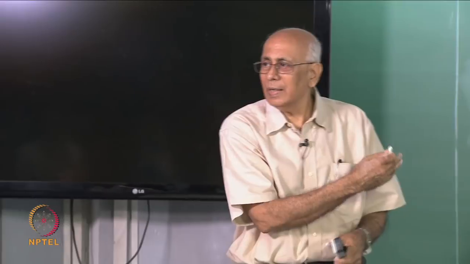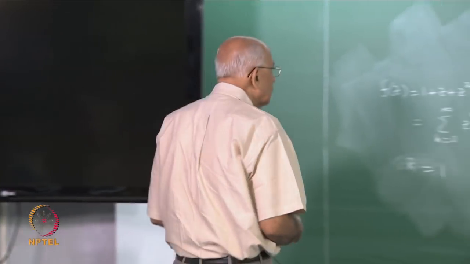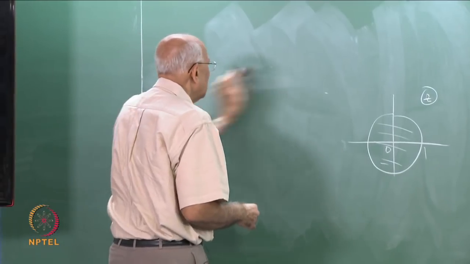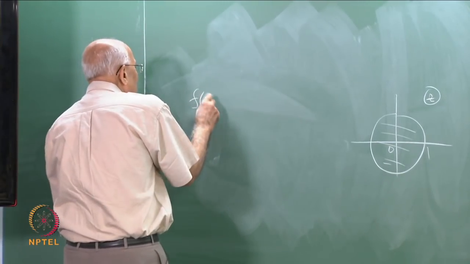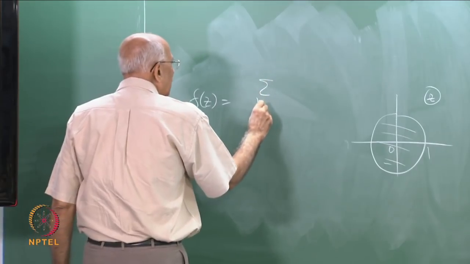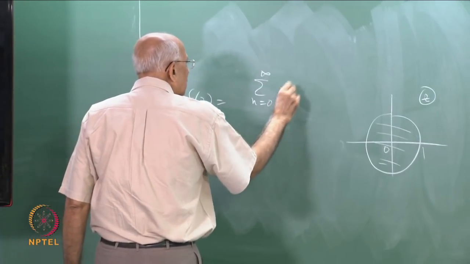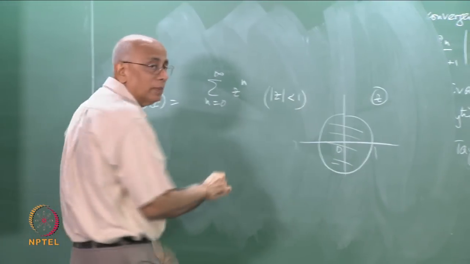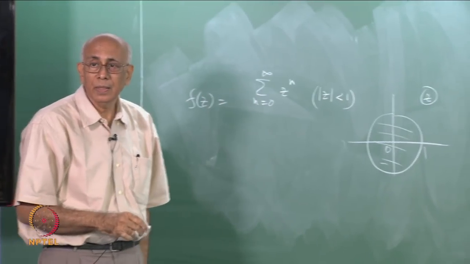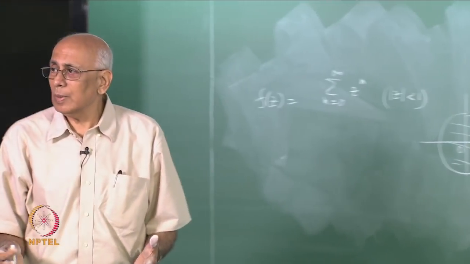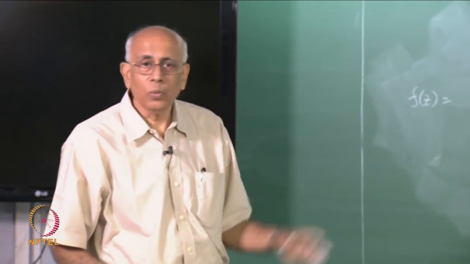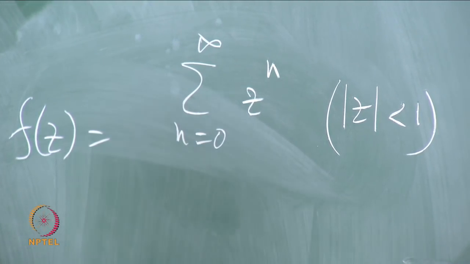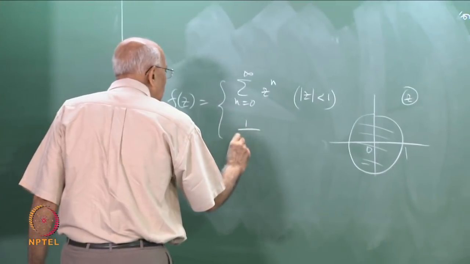It is a binomial series. So what is that equal to? We have f of z equal to summation n equal to 0 to infinity z to the power n, mod z less than 1. So let me write that, because otherwise the series does not make sense. But I can sum this series explicitly. And what is this series equal to? It is a geometric series, so we know the answer. This is equal to 1 over 1 minus z.